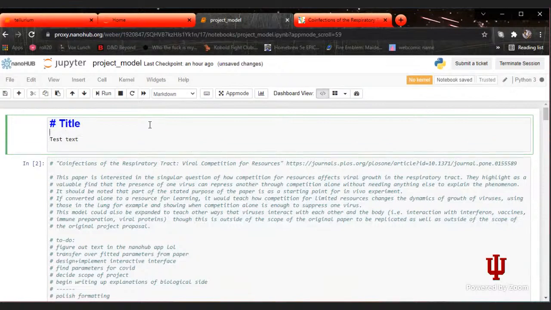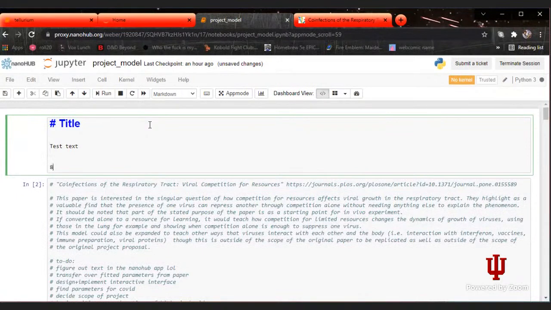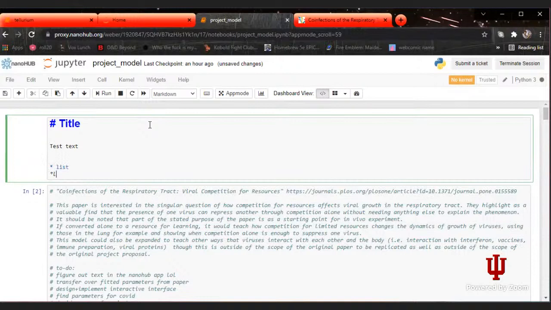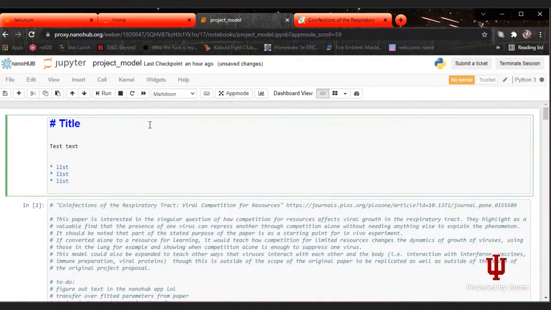For a new paragraph, you need double enter, so two new lines. Bullet lists is a star at the beginning of the line, and then whatever you want. You add more bullets by having more stars. Numbered list, you start the line with one, and the next line with one, and it will render to two, and so on.